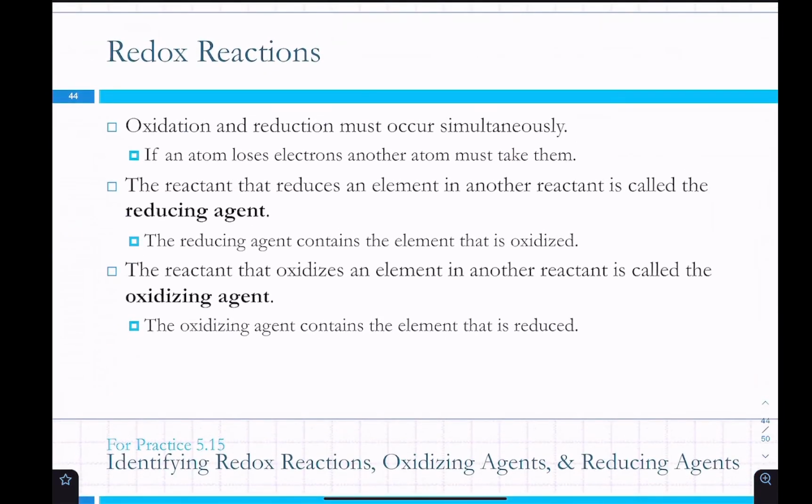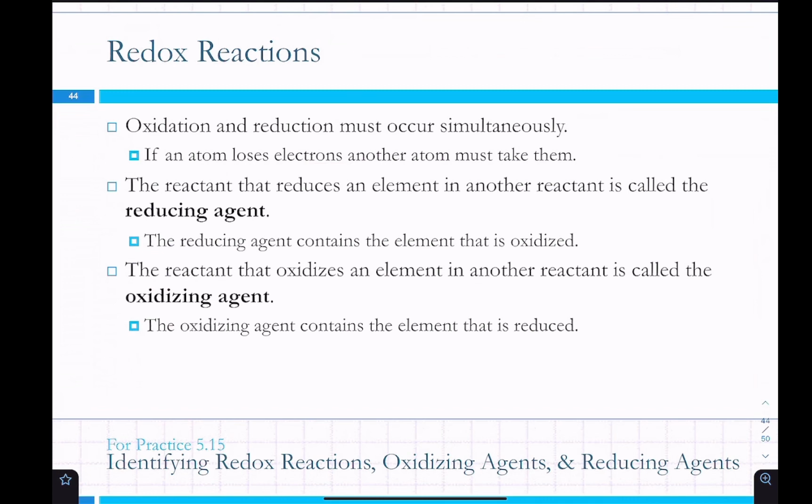So oxidation and reduction always have to occur together. If you've got a redox reaction, there's something being oxidized, there's something being reduced. If you do your oxidation states and you don't see that, then you did your oxidation states wrong. Or I could have possibly made a mistake when writing the test. Possible. So yeah, if an atom loses electrons, another atom has to take them. It has to go somewhere. A lone electron is very, very, very reactive.